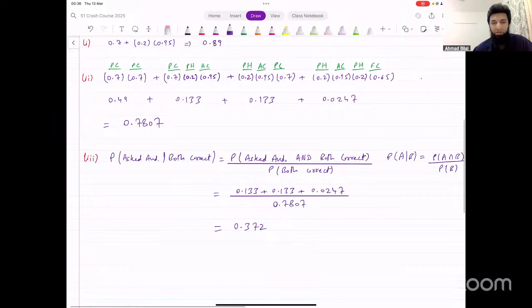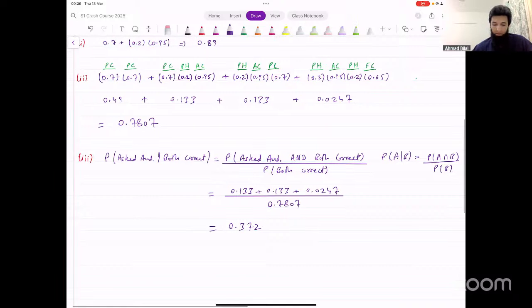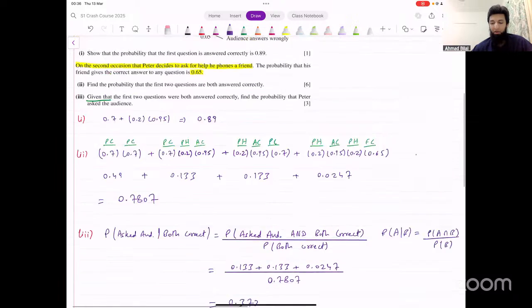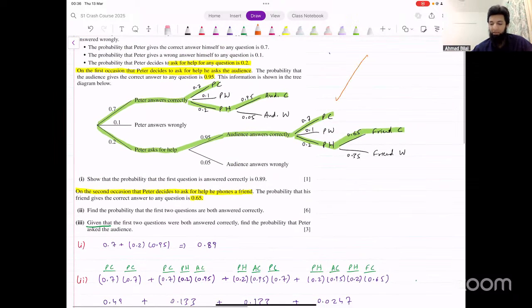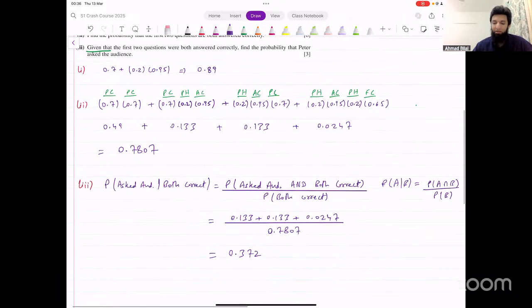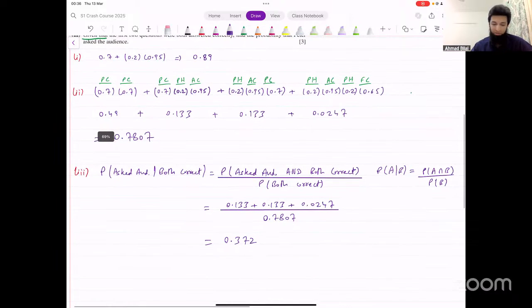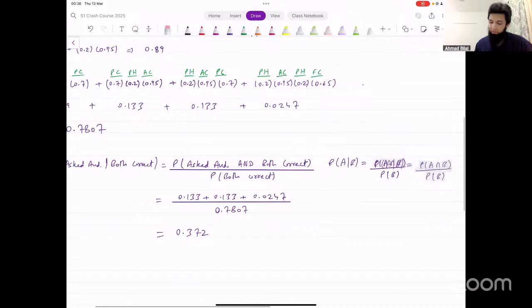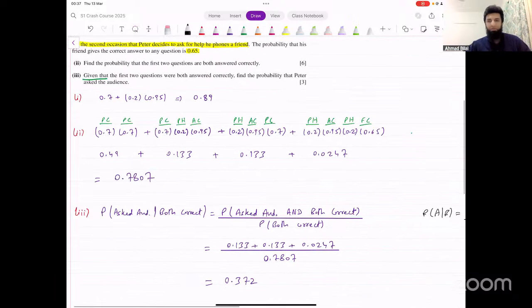That's the conditional probability. Okay, and that's it. That was a 10-mark question. The main complication was getting the tree right. Once we have that correct, then the rest is just standard tree diagram calculations. They're not that difficult. Okay, no problems.